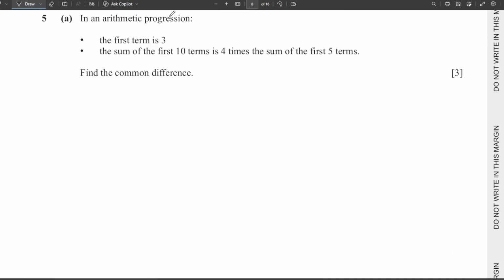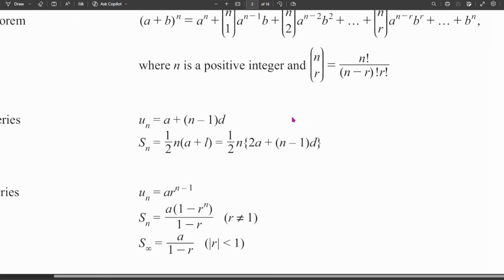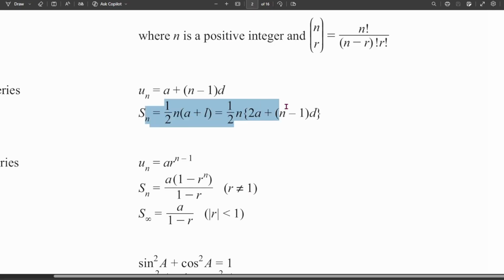Okay, arithmetic progression, question 5. The first term is 3, so that is a. And the sum of the first 10 terms is 4 times the sum of the first 5 terms. Yeah, we need the formula sheet for this because I don't remember. Okay, so we use this one. We have two different formulas we can choose, but we will choose the second one because we don't know what the last term is.